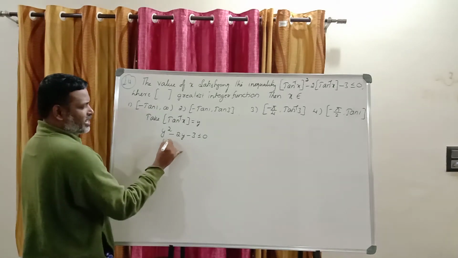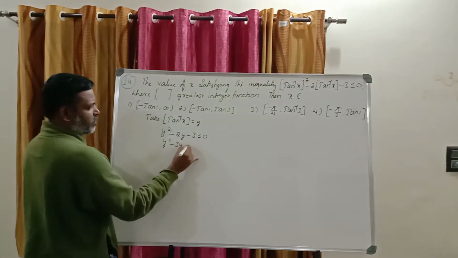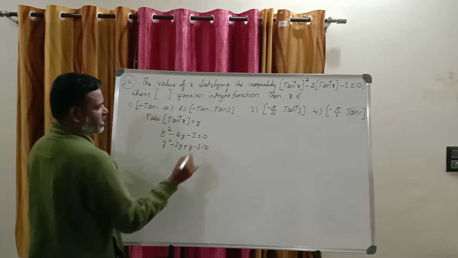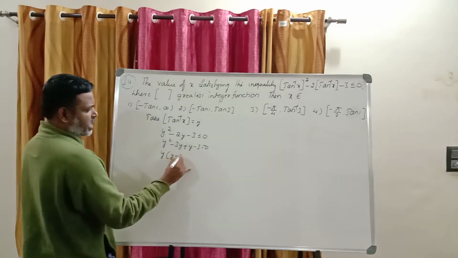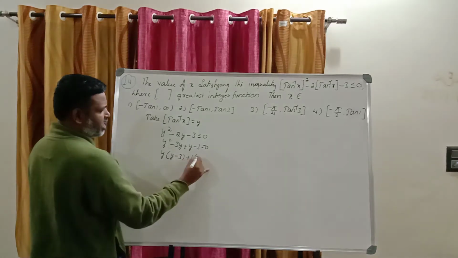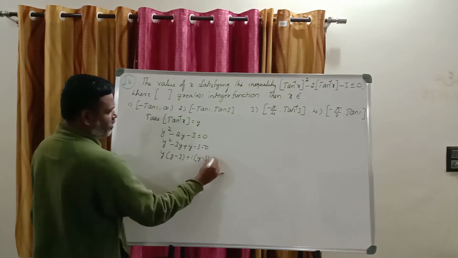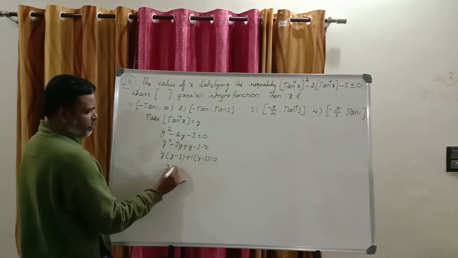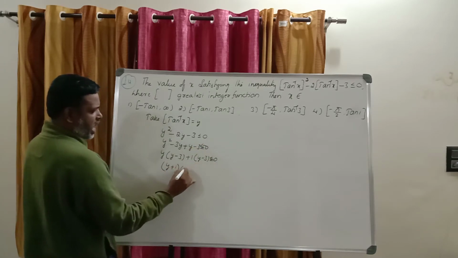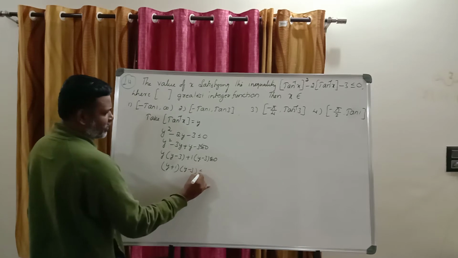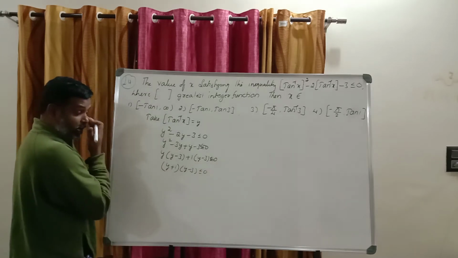Factorize it. y square minus 3y plus y minus 3 is equal to 0. So this becomes y common. What happens here? y minus 3 plus 1 common, y minus 3. Then y plus 1 less than or equal to, and y minus 3 should be less than or equal to 0. Okay, now replace y.